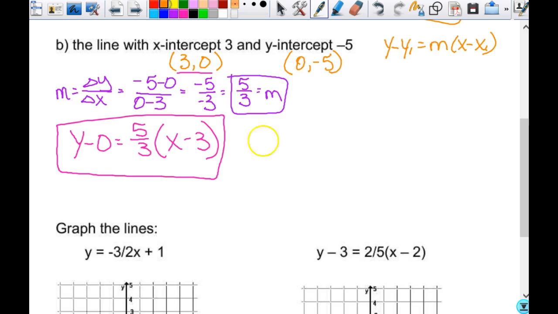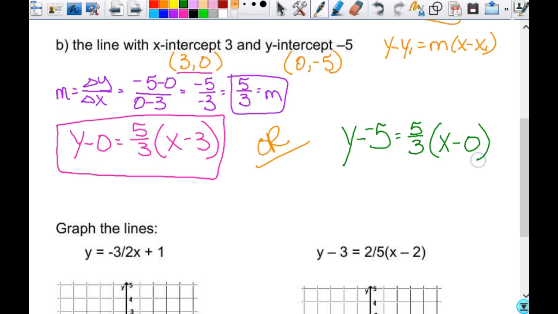And then that, or we could also have y minus negative 5 equals 5/3 times x minus what? 0. Now, over there I didn't have to clean anything up, but I could have. Here, do I have to clean something up? Then negative 5. So this is going to be y plus 5 equals 5/3.